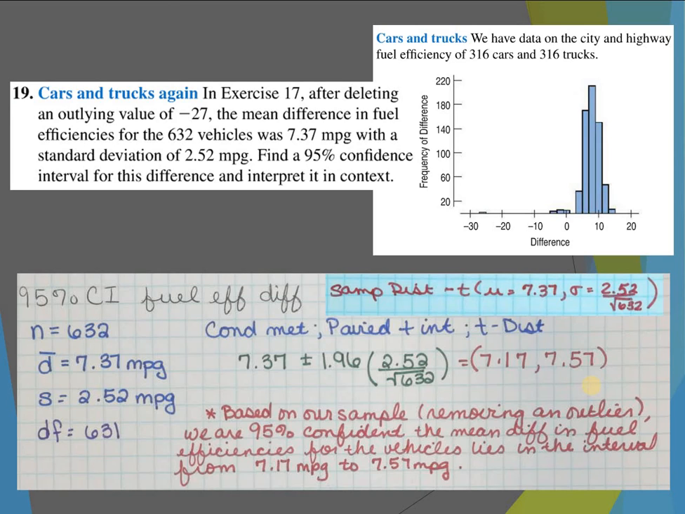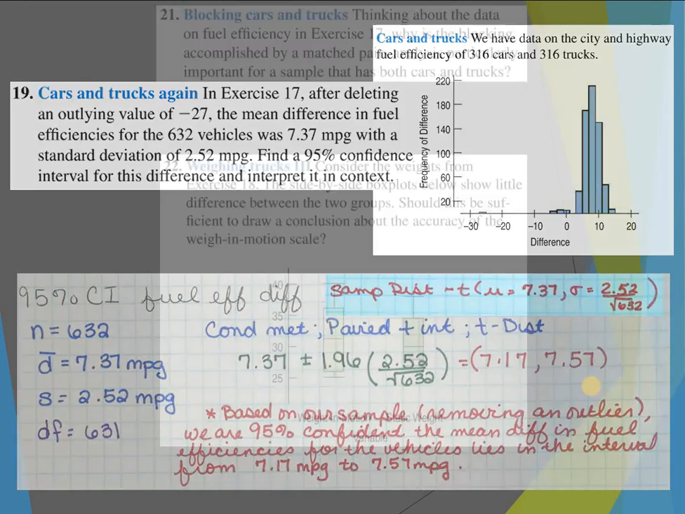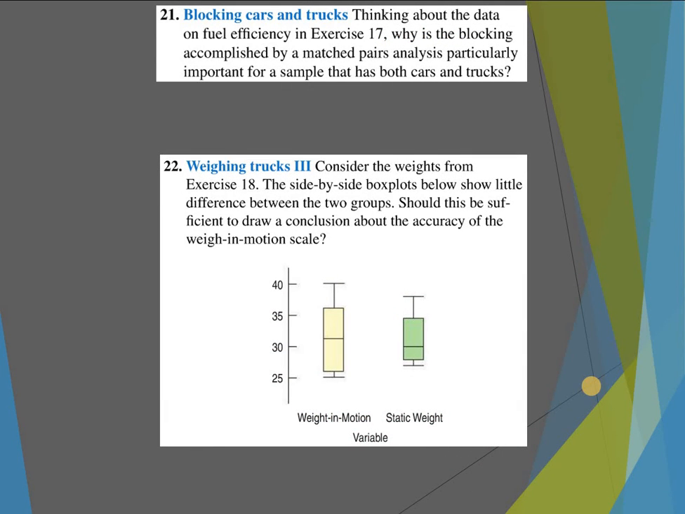So based on our sample, and you want to talk about the fact that we removed an outlier, we are 95% confident the mean difference, the average of the differences in fuel efficiency for the vehicles lies in the interval from 7.17 miles per gallon to 7.57 miles per gallon. I did not specify in this one order. Why do you think I didn't specify order? Because they didn't tell me the order. I can't say it if I don't know it. Please don't just make stuff up. Okay?